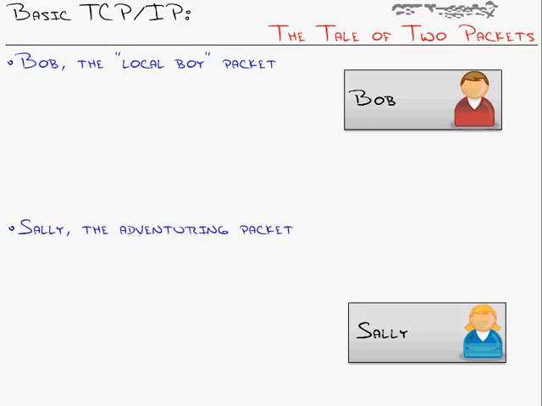Thus ends the tale of the two packets, Bob and Sally. Bob being the local boy packet that just had to send an ARP message and reach something on its own network, and Sally having to travel across the world through routers to reach her final destination.